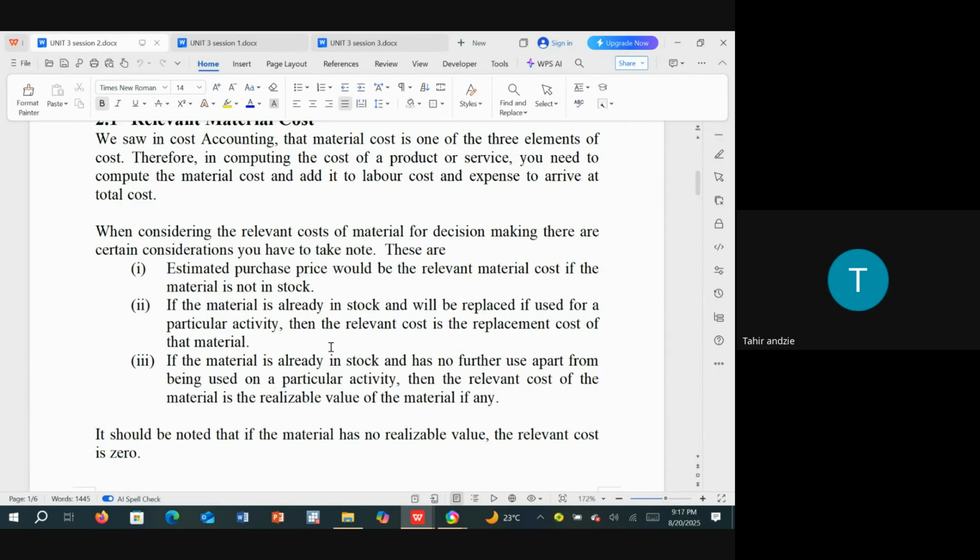First, if the material is not in stock and we have to purchase it purposely for a particular decision, then the relevant cost is the estimated purchase price. If the material is already in stock and used regularly and will be replaced when used, then the relevant cost is the replacement cost of the material. If the material is already in stock but has no other use apart from being used for a particular activity, then the relevant cost to that activity is the realizable value, if any. If there's no realizable value for that material, then the relevant cost is 0.